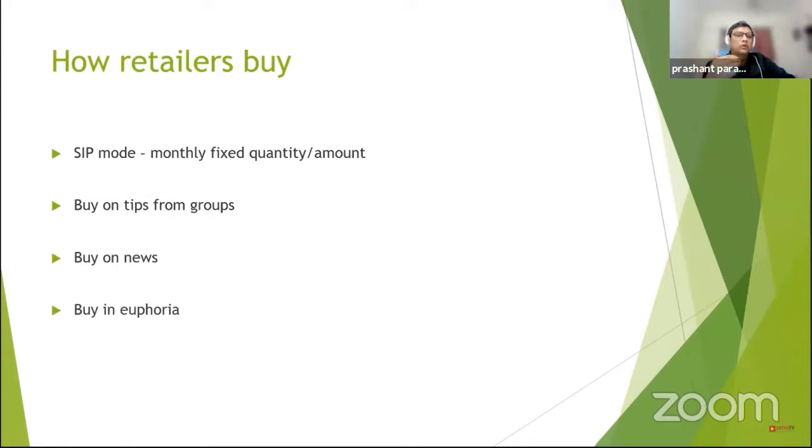The rule in the stock market is buy on rumors and sell on news. Then they also buy in euphoria, when all the stocks are going higher and higher. Then they think that markets are not going to stop anywhere and are always going higher. So they start buying in euphoria.